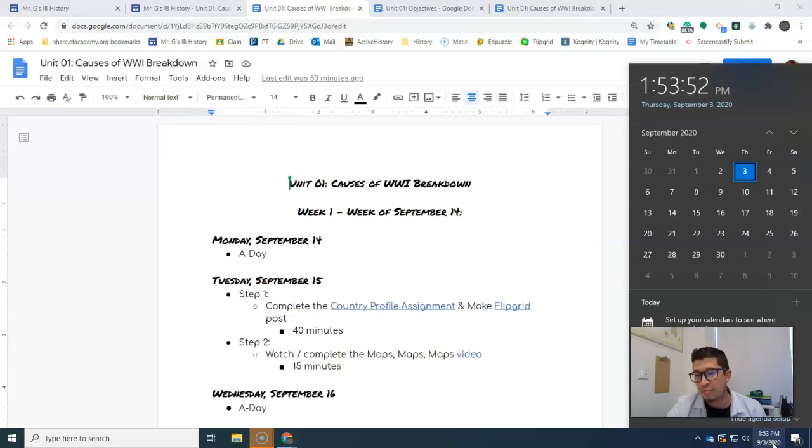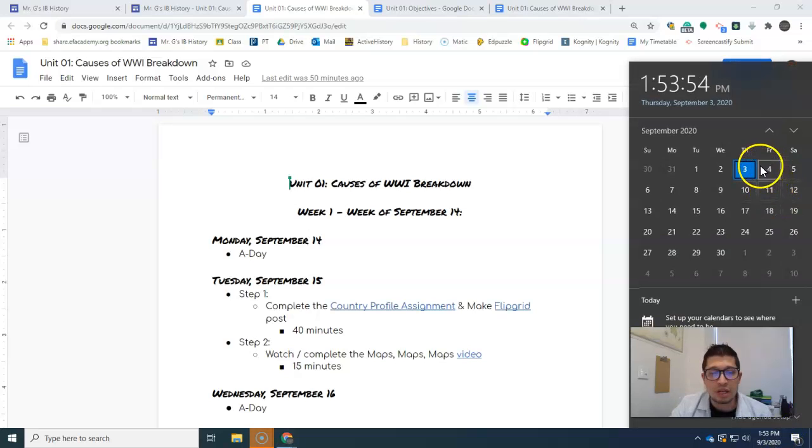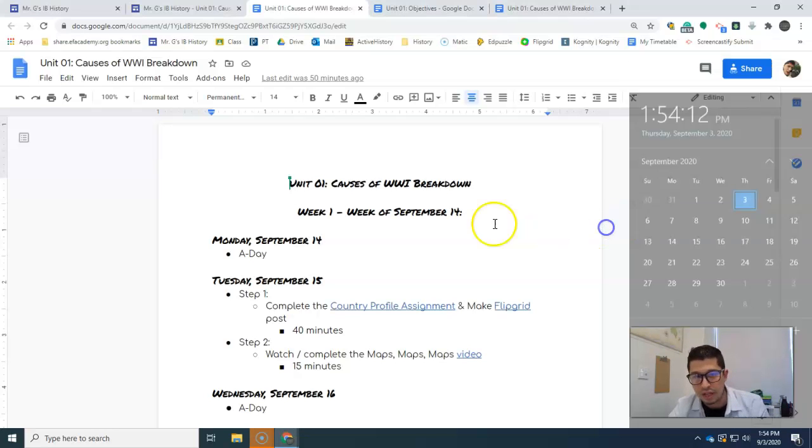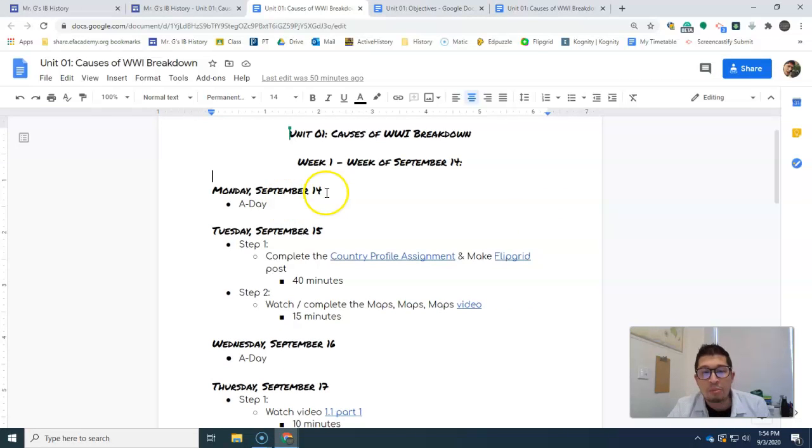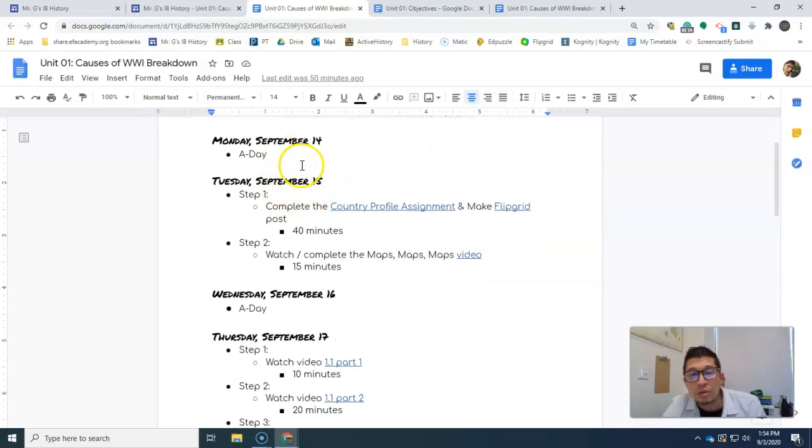So if I pull up my handy-dandy calendar right here, this week is kind of an introduction week. It's going over the nuts and bolts: the course syllabus, the icebreakers, and then that historical investigation activity. So our first technical IB history week starts right here on the 14th. That's why it says Week 1 for Unit 1, the week of the 14th. On Monday, that would be an A day. So Tuesday, the B day, you are going to complete the country profile assignment and make a Flipgrid post.